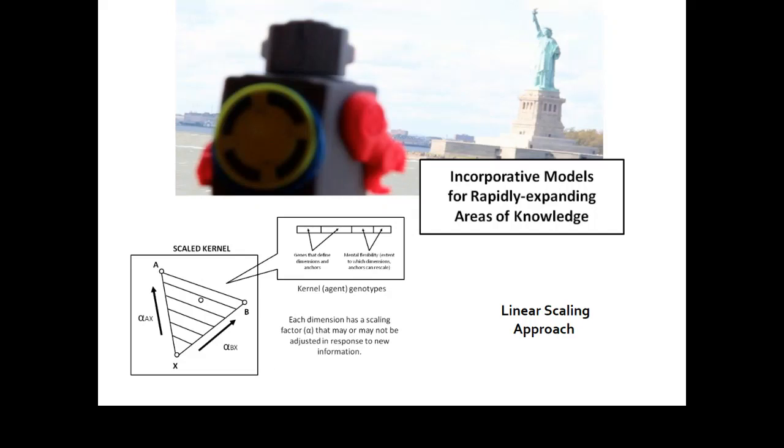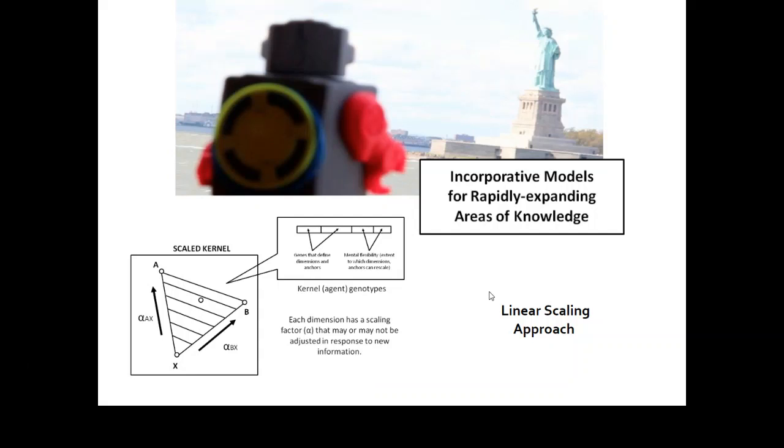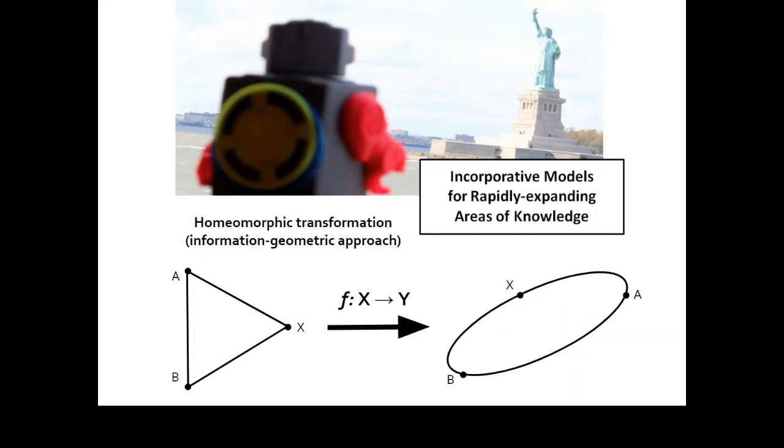And so one of the approaches that I took on this a long time ago was this linear scaling approach. So this is using a genetic representation alongside the kernel geometry and using a scaling factor that can adjust these axes in a way that responds to new information. So it refines the axis in terms of its endpoints and the interstitial membership. But that's not necessarily the best approach.